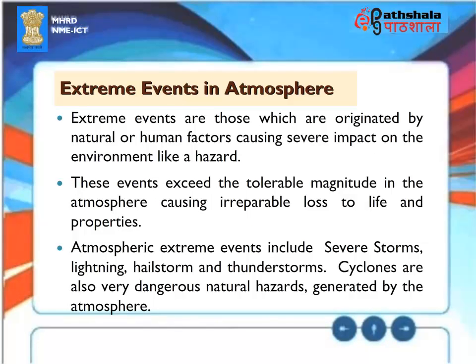Extreme events in atmosphere. Extreme events are those which are originated by natural or human factors causing severe impact on the environment, like a hazard. These events exceed the tolerable magnitude in the atmosphere, causing irreparable loss to life and properties. Atmospheric extreme events include severe storms, lightning, hailstorm, and thunderstorms. Cyclones are also very dangerous natural hazards generated by the atmosphere.